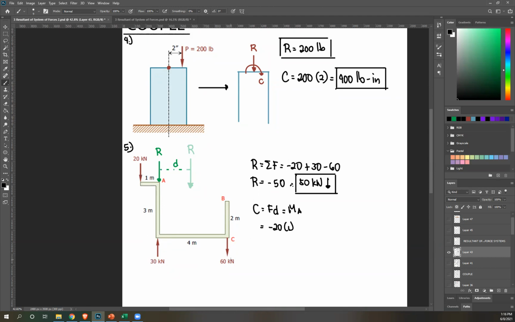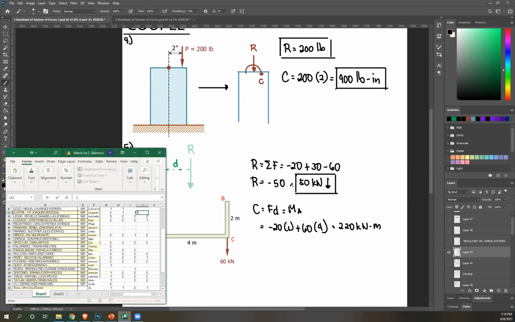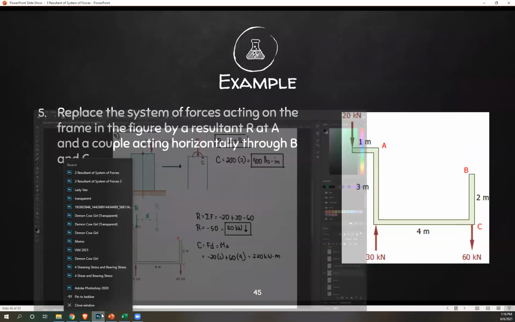20, rotate about A, counterclockwise, so negative 20 times distance 1. 30 passes through A, so ignoring that. Next, 60, rotate, that's clockwise, so positive 60. Distance is 4. Right? Computing for this, we get 220. Positive, therefore it's clockwise. Now, are we looking for moment or are we looking for forces? Let's see.